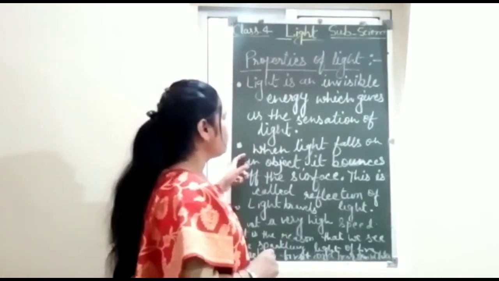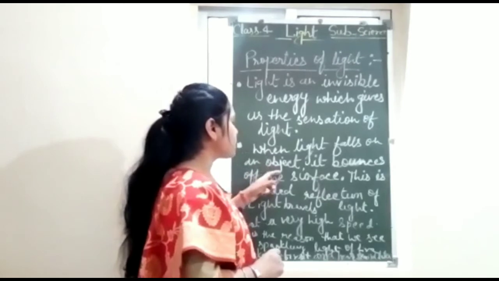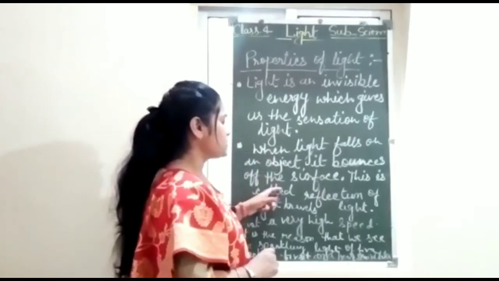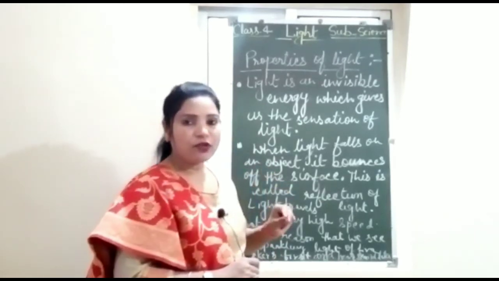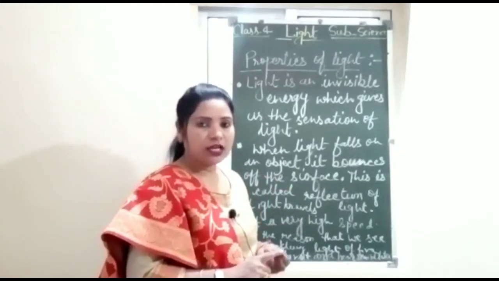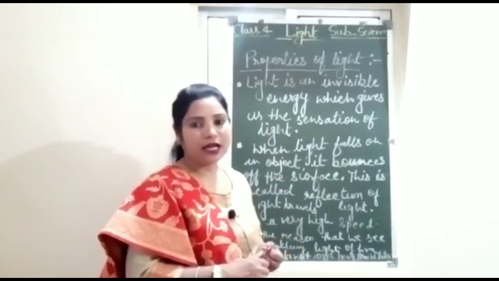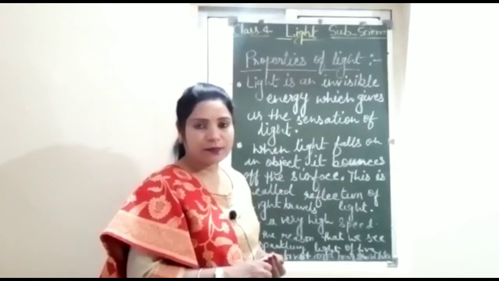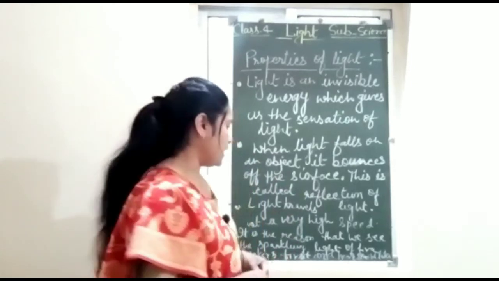Second point is, when light falls on an object, it bounces off the surface. Means when light falls on any object, it will not absorb that light. So it reflects. So this is called reflection of light.